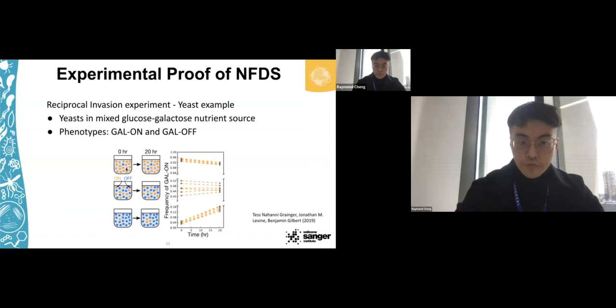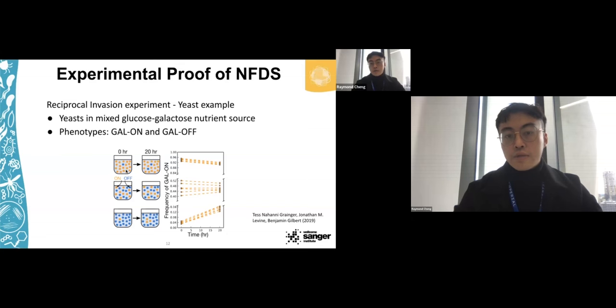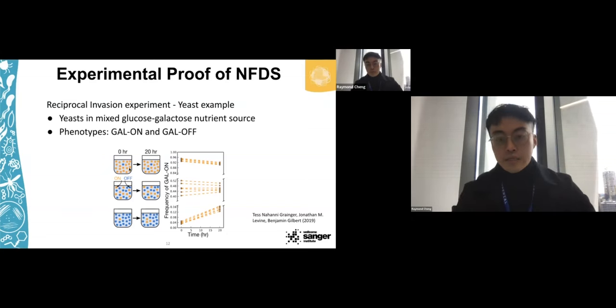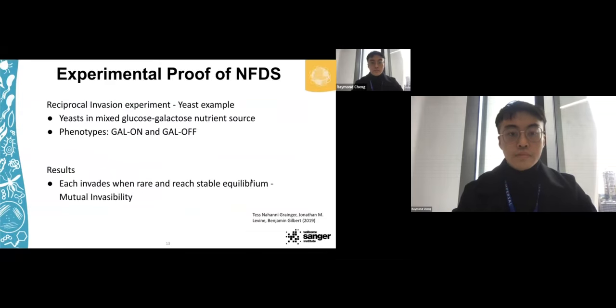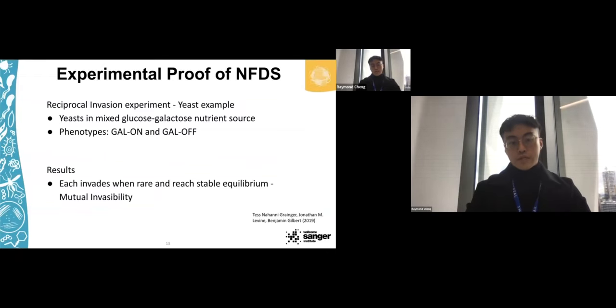For example, if the population is full of the galactose on type, once you invade a galactose off type, then the galactose off type will increase its frequency. And you can do it the other way around. You can see that at the end it will reach an equilibrium frequency with both galactose on and galactose off types existing together. So this is one of the experiments which can demonstrate mutual invisibility, and that is actually a strong proof of NFDS.